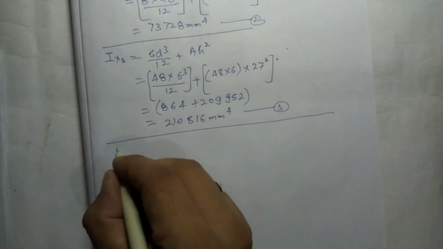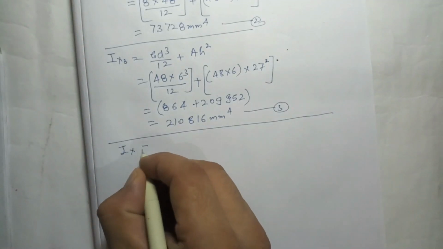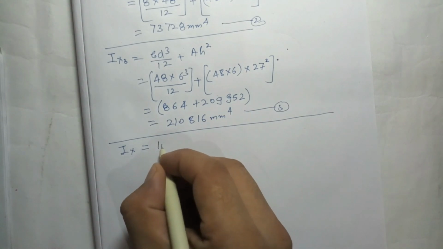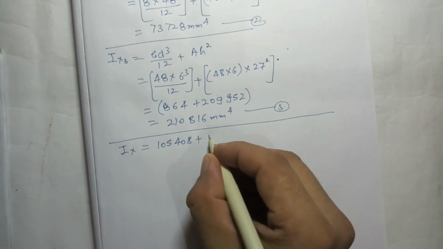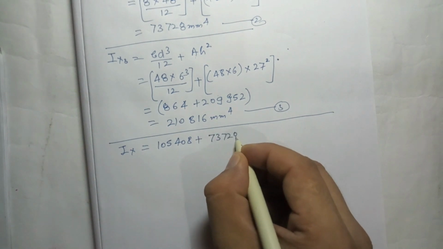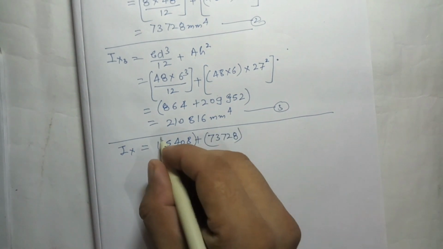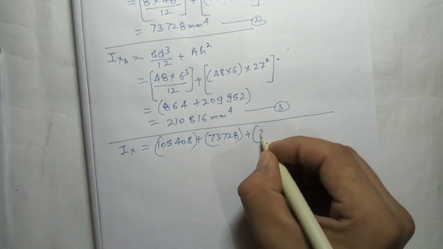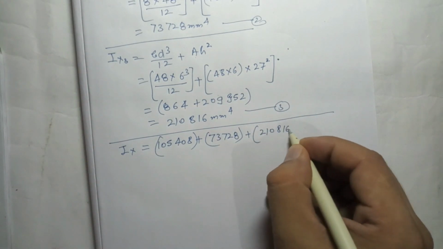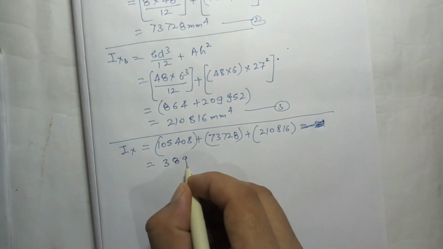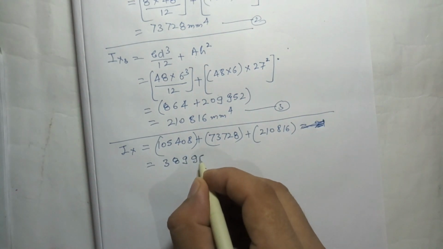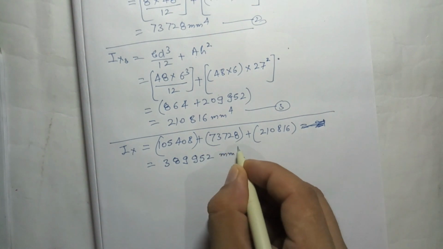Now the moment of inertia about the given x-axis is equal to 105408 for the first, plus 73728 for the second, and then the moment of inertia of the third surface, 210816. We get the value equal to 389952 mm to the power 4.